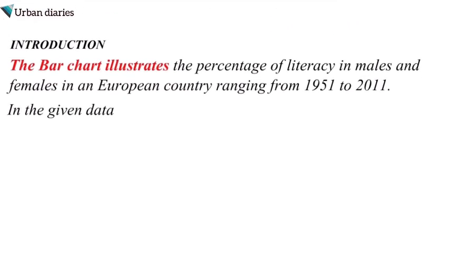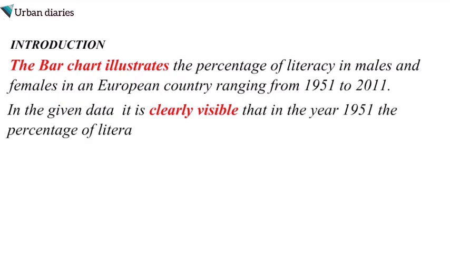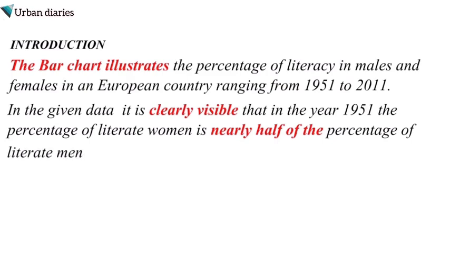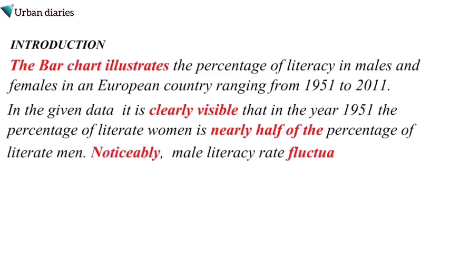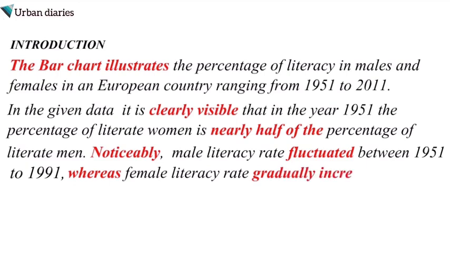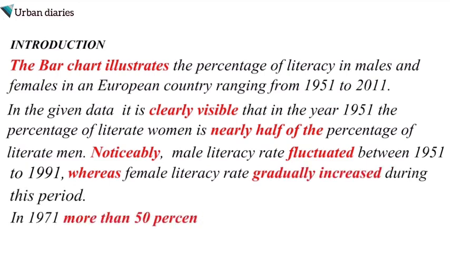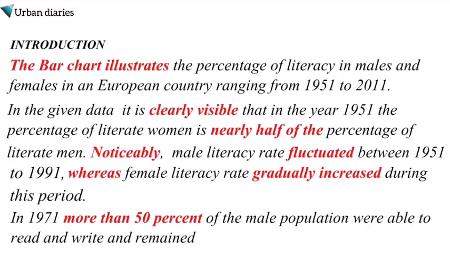In the given data, it is clearly visible that in the year 1951, the percentage of literate women is nearly half of the percentage of literate men. Noticeably, men literacy rate fluctuated between 1951 to 1991, whereas female literacy rate gradually increased during this period. In 1971, more than 50% of the male population were able to read and write and remained level through the following decade.